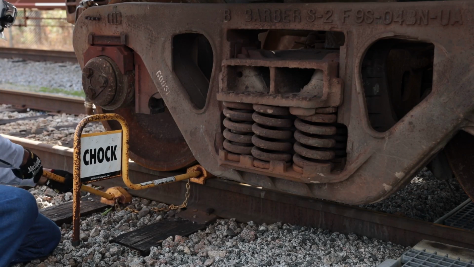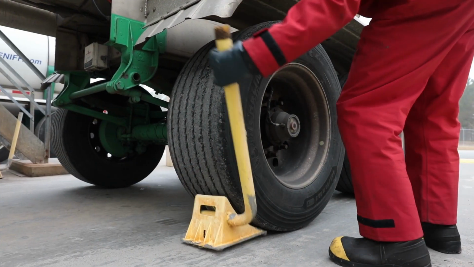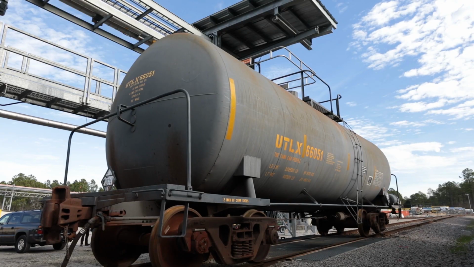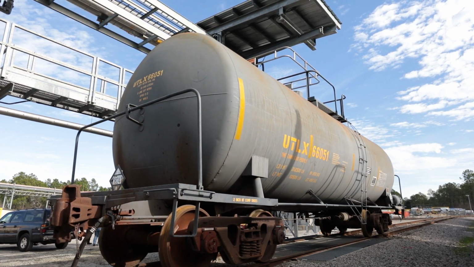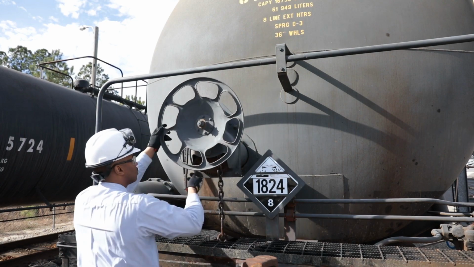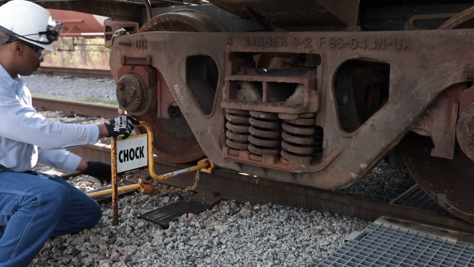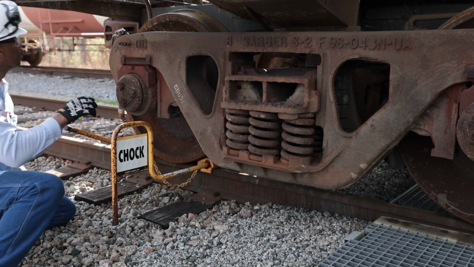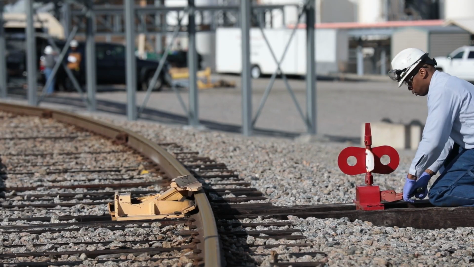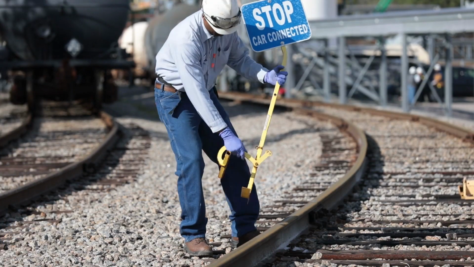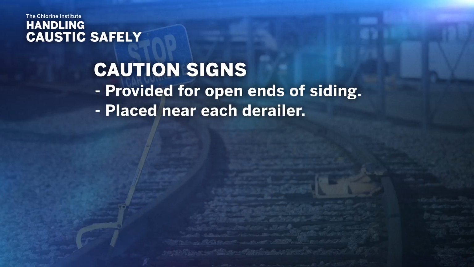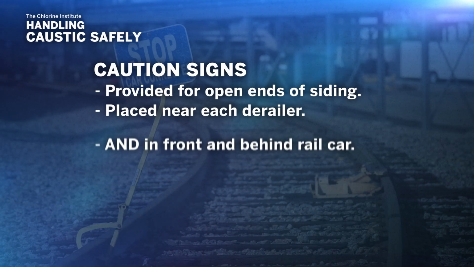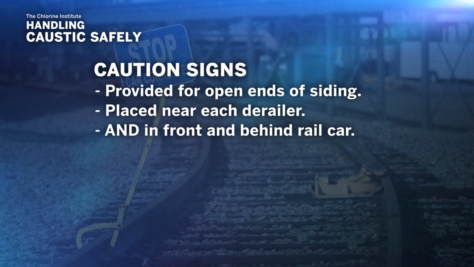Both tank cars and tank trucks are required to be protected from accidental movement during unloading. In securing a tank car from movement prior to unloading, it is important to spot the tank car, set the handbrake, chock the wheels, and set the derails. A caution sign must be provided for the open end or ends of the siding. Caution signs are placed near each derail and in front of and behind the tank car to warn persons approaching the car it is positioned for unloading.